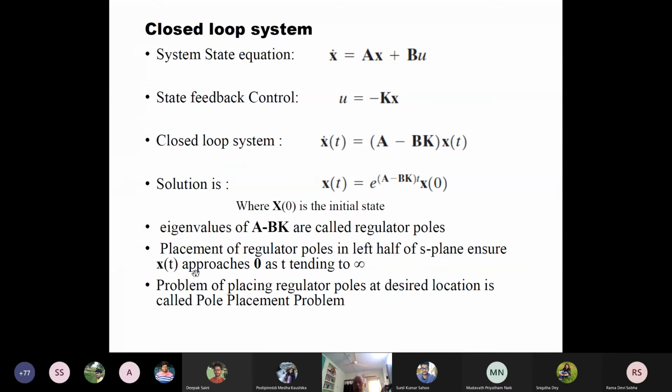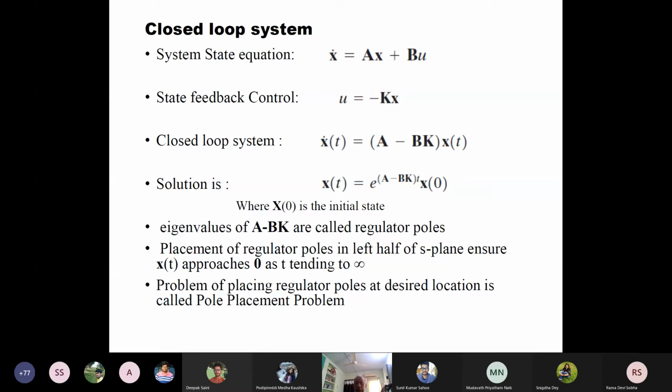Therefore, the problem of placing these regulator poles at the desired location is called the pole placement problem. So when we are designing the state feedback controller, it is nothing but finding the state feedback controller gain K using the pole placement technique.